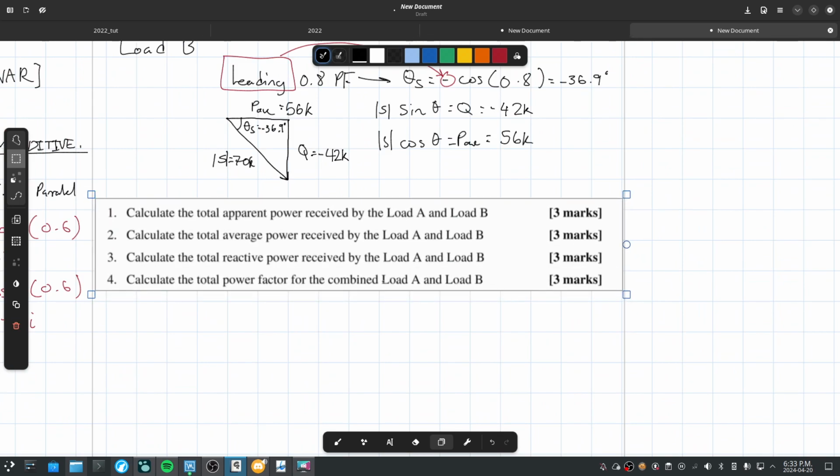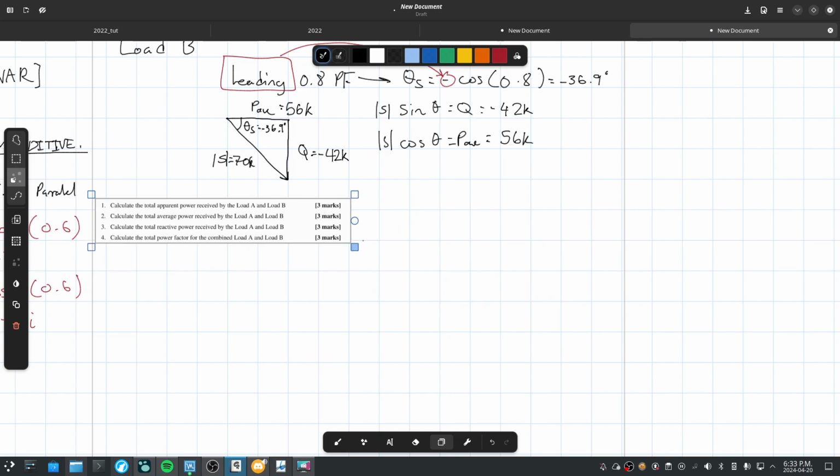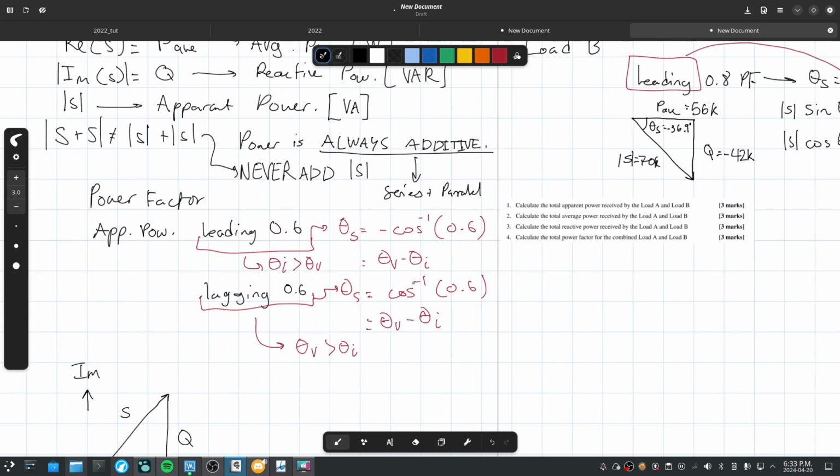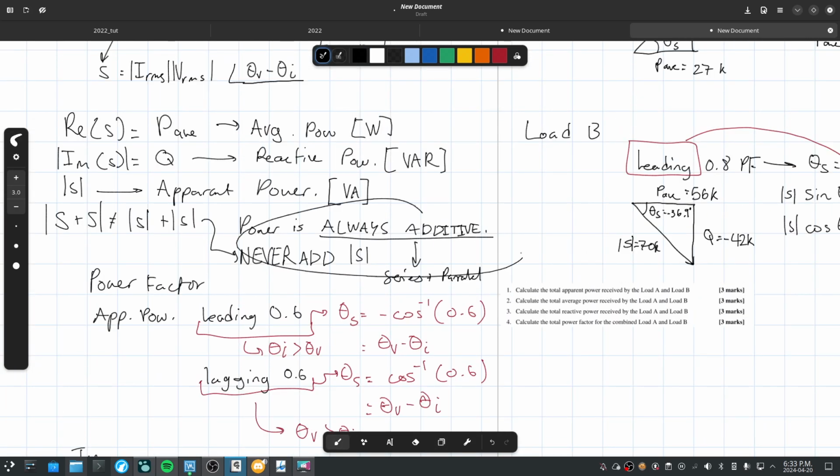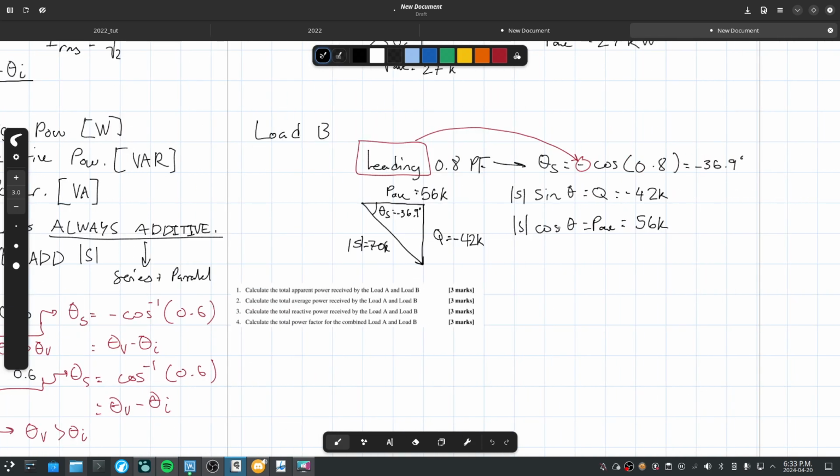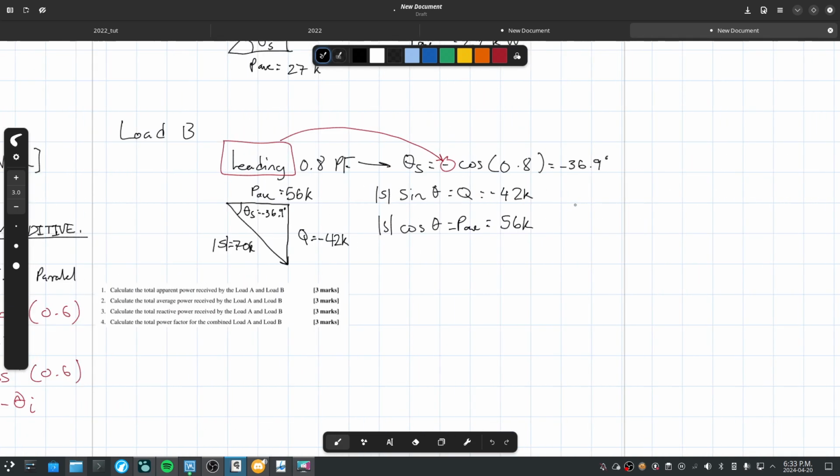Calculate the total apparent power received by load A and load B. So again, let's look here. Power is always additive. You always add power except for the magnitude of apparent power. You never add apparent power. You can add complex power, but you can never add apparent power. So let's make our lives simpler and just add the complex power.